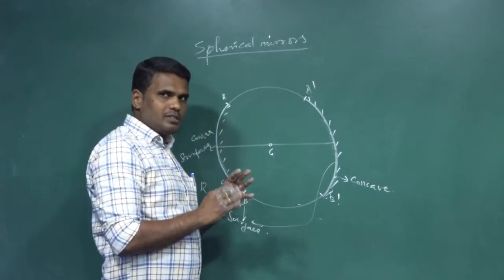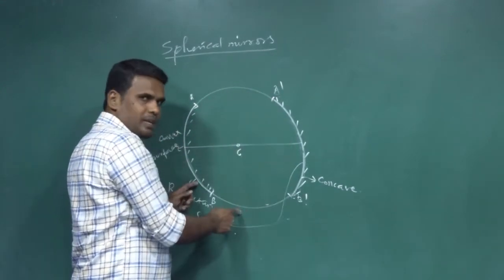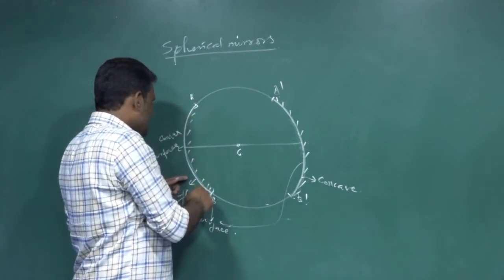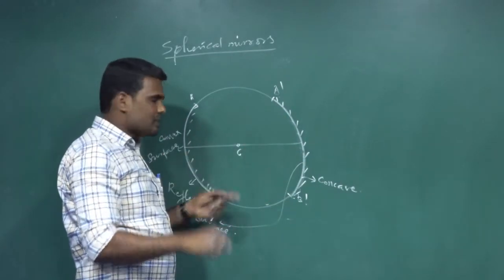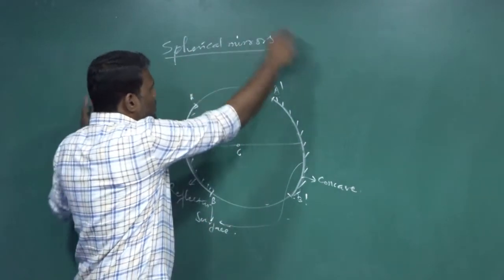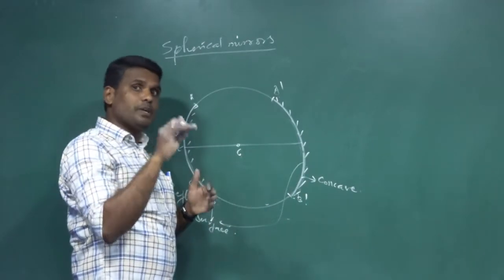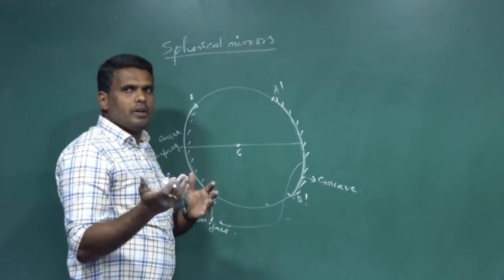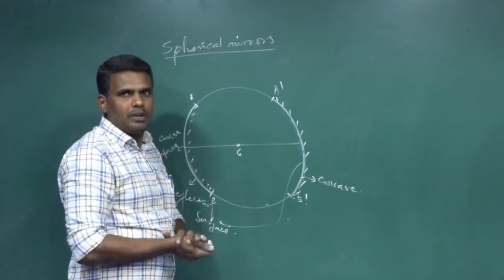Kindly note this. If from the same spherical surface a convex surface is taken and a concave surface is also taken, for both the mirrors the center of curvature will be the same. If the dimension of the sphere varies, then the spherical surfaces obtained from those spheres will also differ, so the center of curvature will be different for those spherical mirrors.